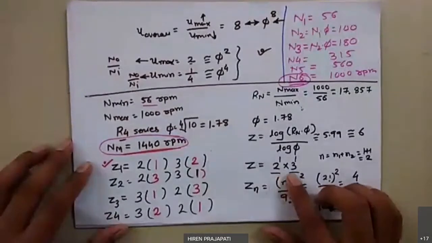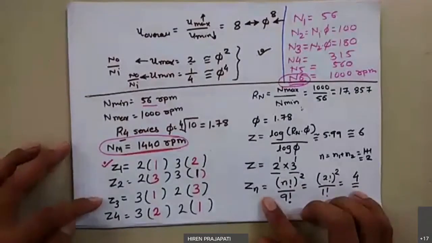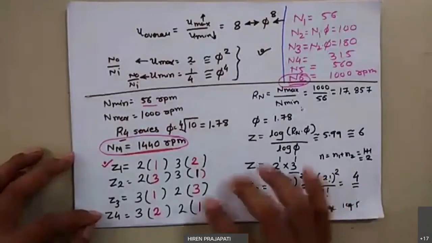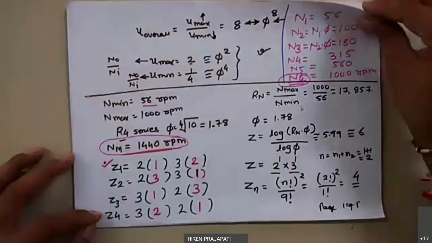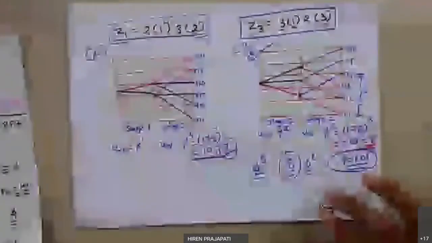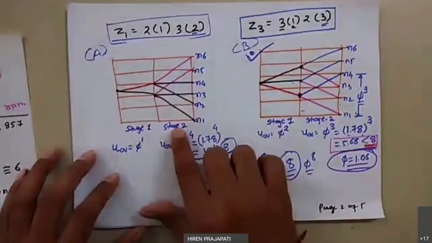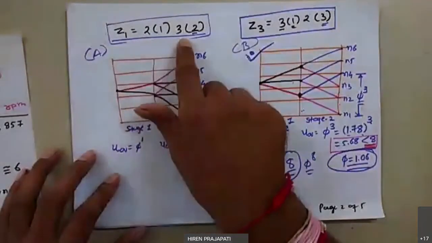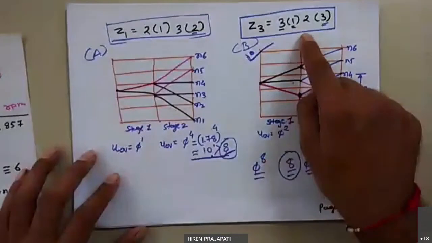the total of 6 speeds from the gearbox, right? And then we saw all possible structure equations. So these are the possible structure equations. Then we drew two structure diagrams. This is structure diagram A for this equation, and this is structure diagram B for this second equation.